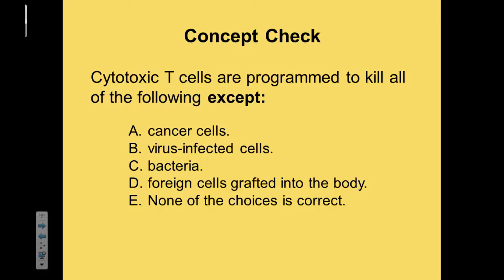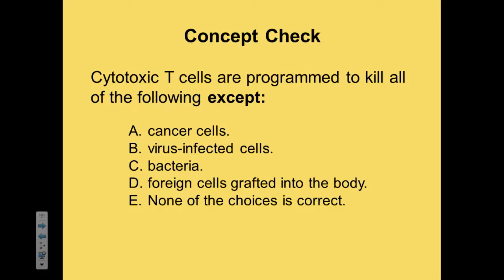Cytotoxic T cells are programmed to kill all of the following except for: A, cancer cells; B, virus-infected cells; C, bacteria; D, foreign cells grafted into the body; or E, none of the choices is correct. Please rewind this video to find the answer, or you can flip back in your notes, flip back in your PowerPoints, pause it, and get me an answer. 1, 2, 3, 4, 5.